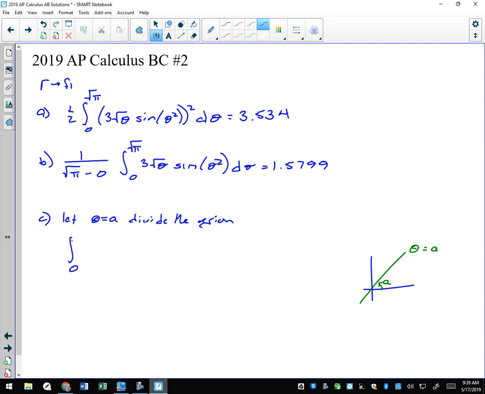So I'll integrate from 0 to a of 1/2 r squared, and that actually needs to give me half of that answer from part A. So that's going to equal 1/2 of 3.534 from part A. The 1/2s would cancel, and I need the integral from 0 to A of that function to equal that. That would give me my angle.